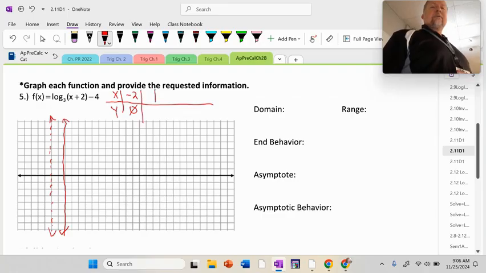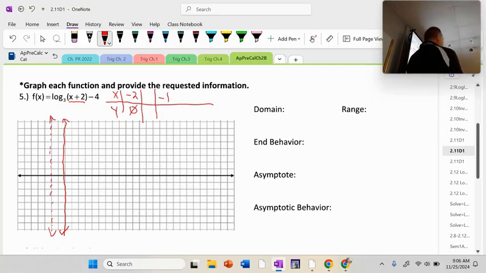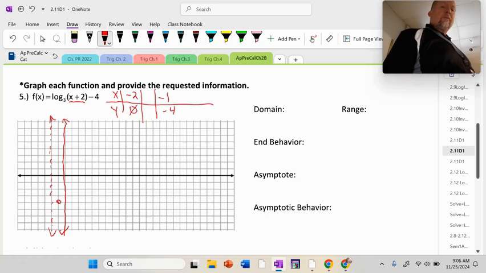All right, and then skip. What am I going to plug in next? Negative 3 or negative 1? Negative 1. I heard someone say negative 3. Negative 3 gives me a negative. You can't log a negative. So it's negative 1 that I plug in there. Negative 1 plus 2 is 1. What's log base 3 of 1, everyone? 0 minus 4. Negative 4. So we're at negative 1, comma negative 4. All right, we'll do domain and range after we're done graphing.